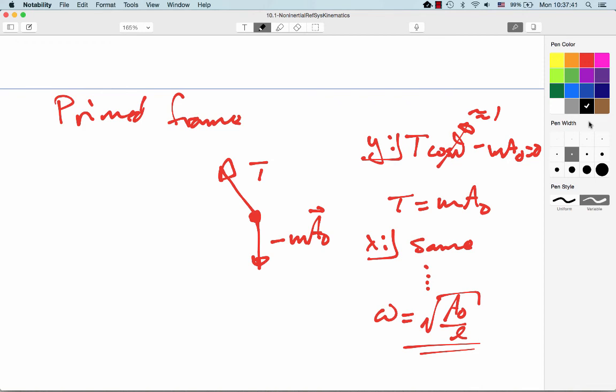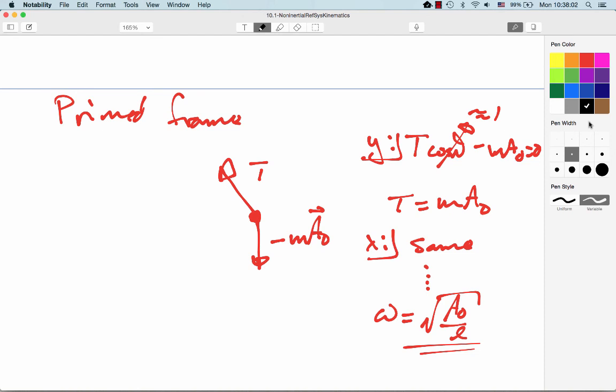So the observer in the primed frame, in our closed room that's in a rocket accelerating upward, assuming the rocket is a nice smooth ride, would be completely incapable of distinguishing between that rocket ride and being in a gravitational field.